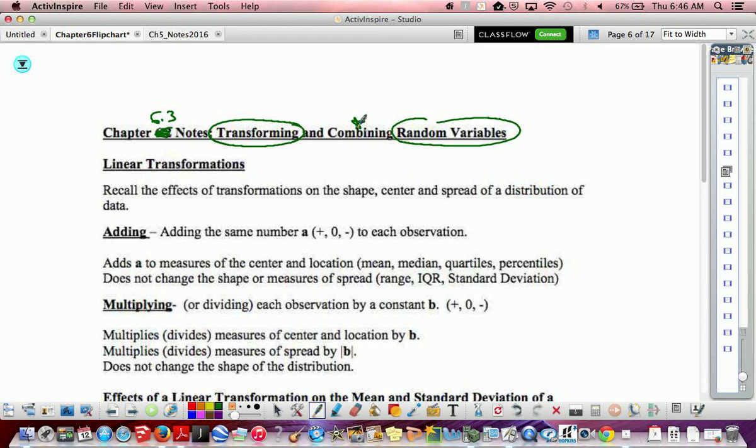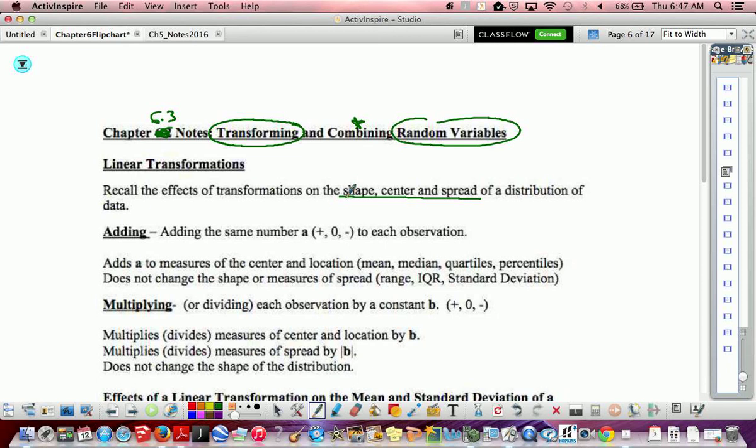So the first part of today's notes is just revisiting what happens to certain measurements of center and spread, and also shape, when we talk about linear transformation, meaning we're adding some number to every single data point, or we multiply every data point by some number.